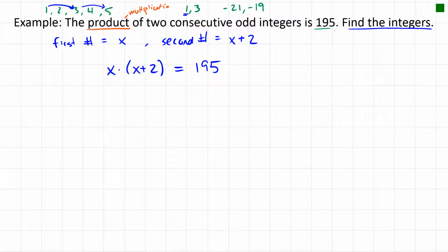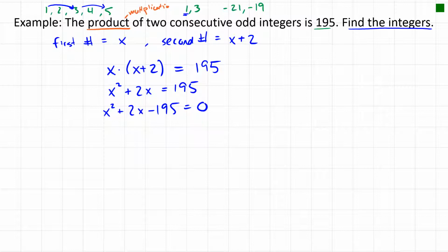So how do we want to solve this equation? The way I see it, let's just multiply the left-hand side out. x squared plus 2x equals 195. And now the easiest thing would probably be to pull this 195 over and see if we can factor.